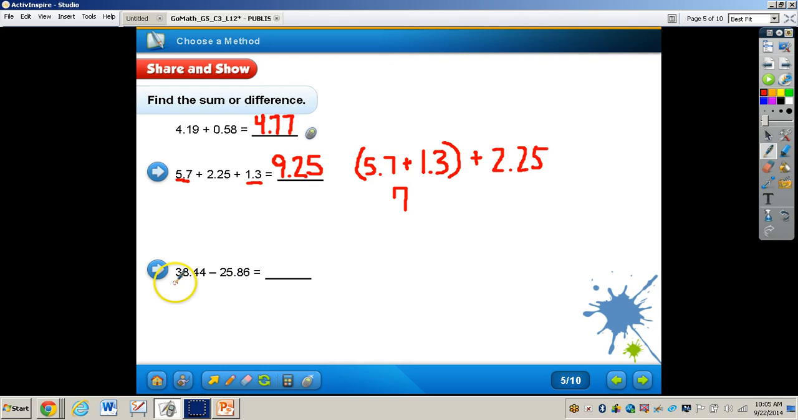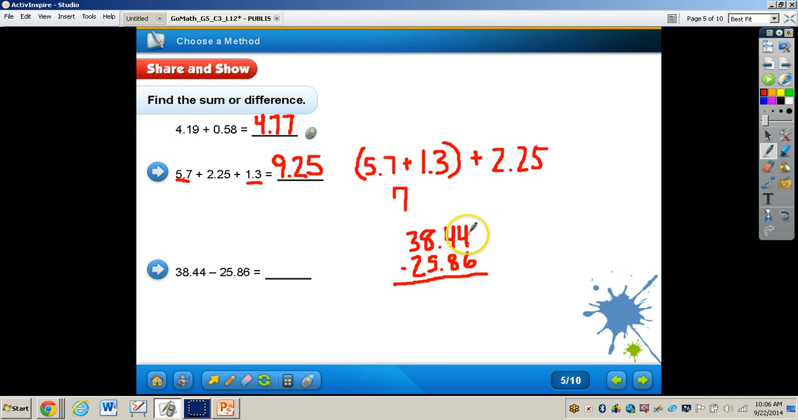Now, with 38 and 4400ths minus 25 and 8600ths, you cannot use the associative property, commutative property, or anything like that. With this one, you just need to write it out with paper and pencil. So let's do that together. 38 and 4400ths, and subtract 25 and 8600ths. Work through this problem together.